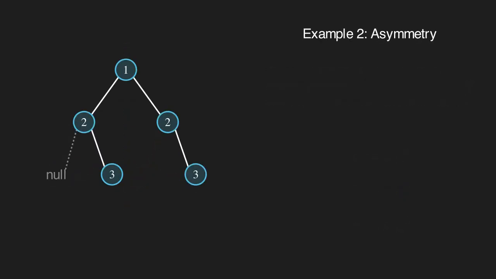Contrast this with example 2, which demonstrates a failure of symmetry. The root's children both have a value of 2, so level 1 passes. But look at the next level. The left child's left node is null. It does not exist. Its expected mirror position is the right child's right node, which contains the value 3. A non-existent null node cannot reflect a node with a value of 3. Because structural existence fails to match here, the entire tree is asymmetric.